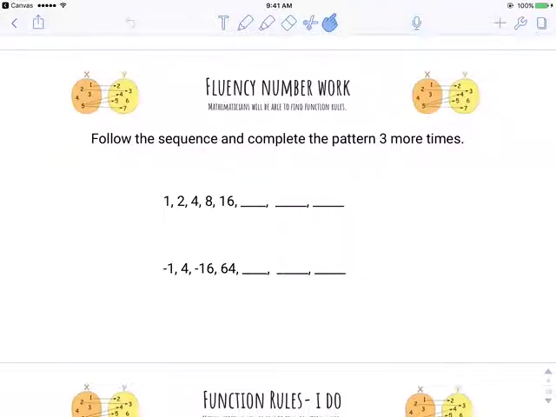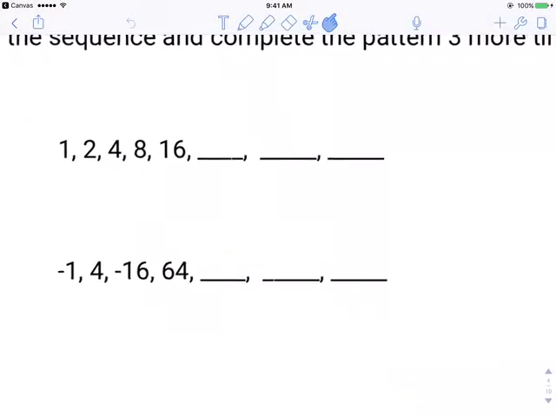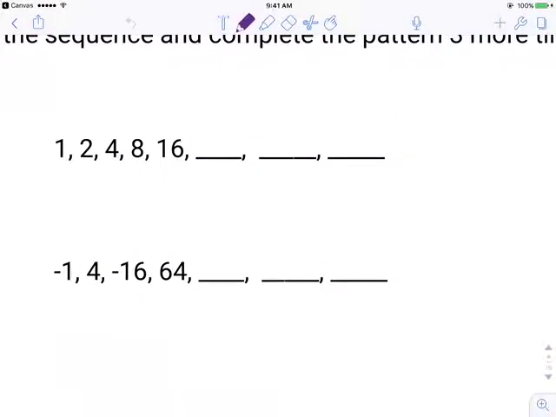All right, so these are two review problems from yesterday with sequences to complete the pattern. So go ahead and look at the top one. We can see that going from 1 to 2 could possibly be a plus 1, or it could be a times 2. So if we tried plus 1, we would see that 2 plus 1 does not equal 4, so we're going to go ahead and times 2.